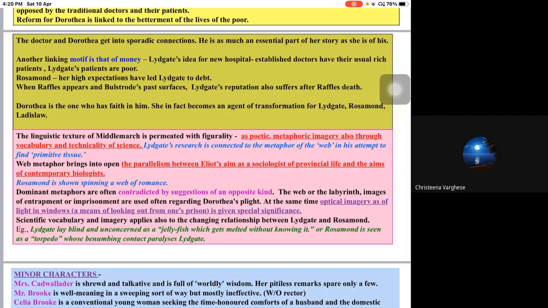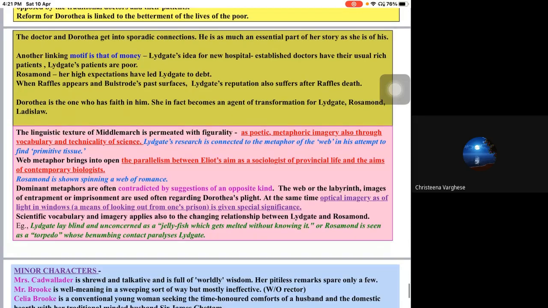So a labyrinth is like a maze. You get into a labyrinth and you can very well become imprisoned by it. You can get totally lost in the labyrinth and never be able to come out. So in this case, the web also becomes something like a labyrinth, and it can be a metaphor for Dorothea's plight. At the same time, there is the optical imagery of light and windows.